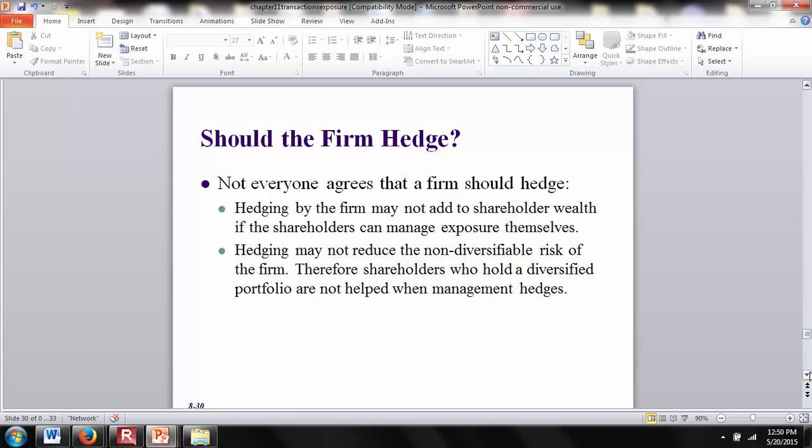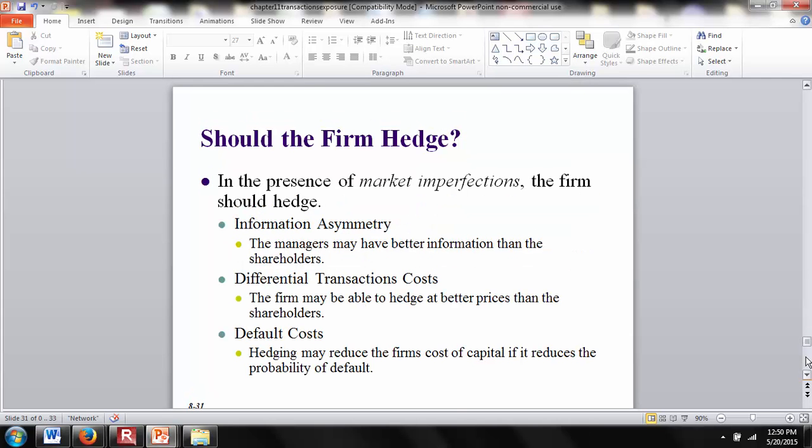But by hedging, it is costing the firm quite a bit of money. They have to buy futures contracts, or they have to buy options contracts and so on, and these are not cheap. So that is the reason why we are saying that it may not actually help the shareholders if the firm hedges. Now, in spite of this, why do you think the firm hedges?